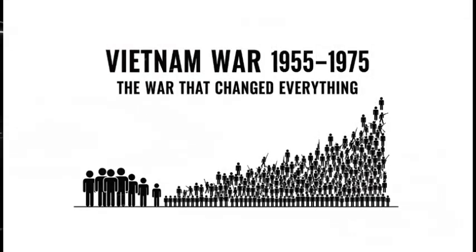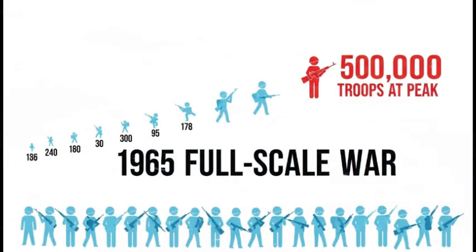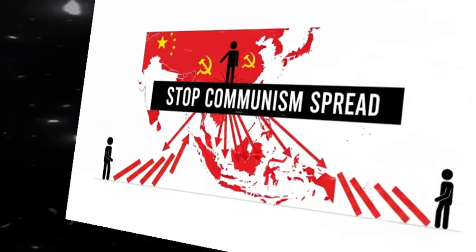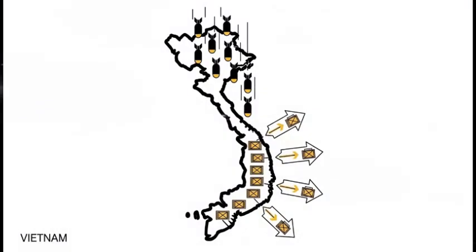America's involvement in Vietnam started small. A few advisors. A few hundred troops. By 1965, it was a full-scale war. Over 500,000 American troops were deployed at the peak. The goal was to stop the spread of communism in Southeast Asia. The strategy was to bomb North Vietnam into submission and support the South Vietnamese government.